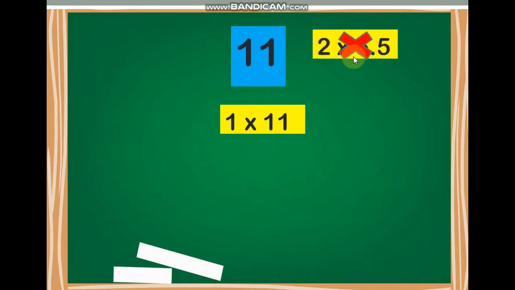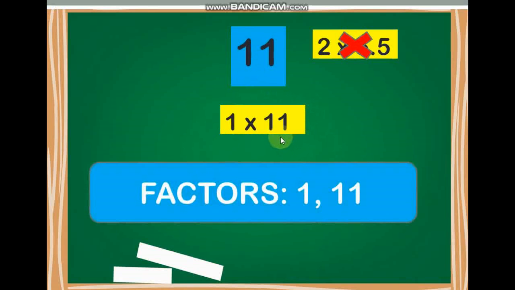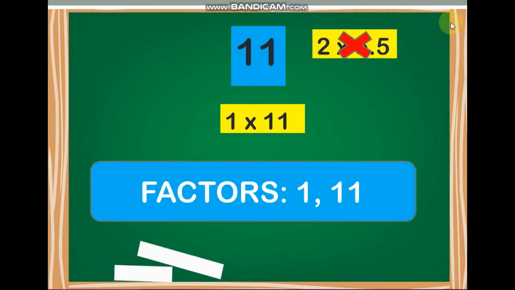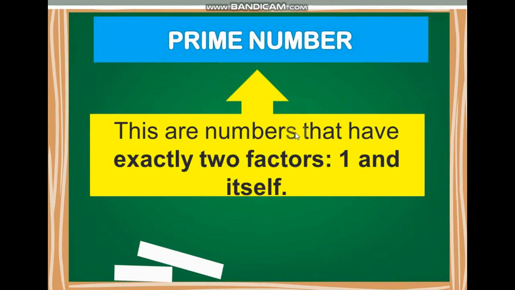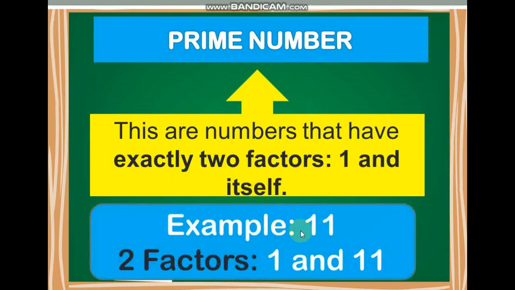Kung wala na kayong naiisip pa na ibang factors, ibig sabihin, ang factors lang ng 11 ay 1 at yung sarili niya, 11. So, we only have exactly 2 factors. So, we call these numbers as prime number. Prime number ay meron lang siyang eksaktong dalawang factor, 1 at yung sarili niya. Just like on our example, 11, it only has 2 factors, 1 and 11.